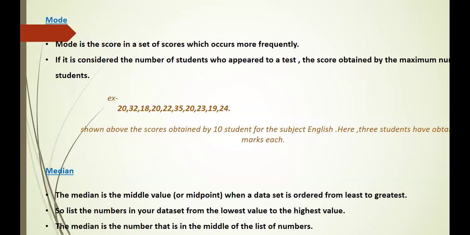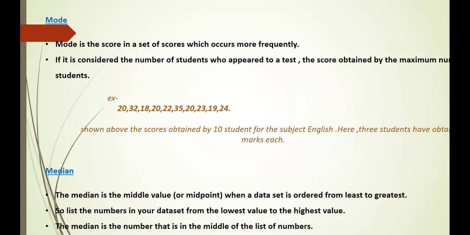Here are the scores obtained by 10 students for English. So 3 students have got 20 marks. It would be more clear by arranging the scores in descending order. So mode is the value that appears most. Then next I will explain median. The median is the middle value. When a data set is ordered from highest to lowest, the middle value is the median. The place that divides the data equally into 2 parts is the median.